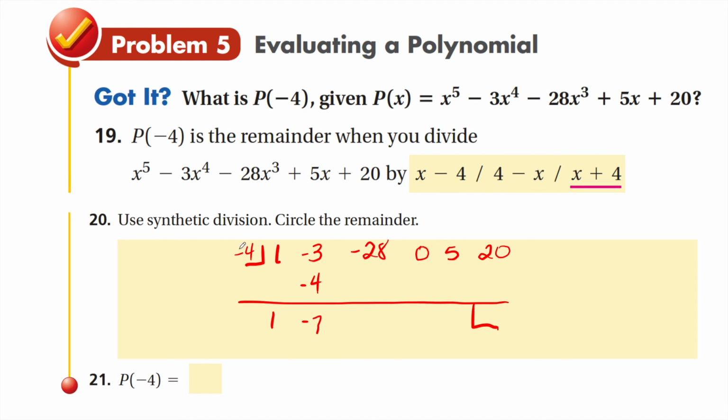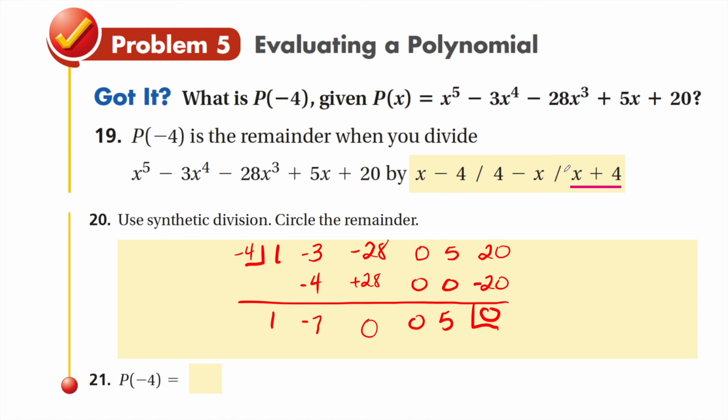Negative 7 multiplied across gives you a positive 28, add straight down gives you 0. We get another 0, add straight down gives you 0. 0 times negative 4 is again 0. Add straight down, we get 5, and last but not least, 5 times negative 4 is going to be negative 20. Adding straight down will give you 0.